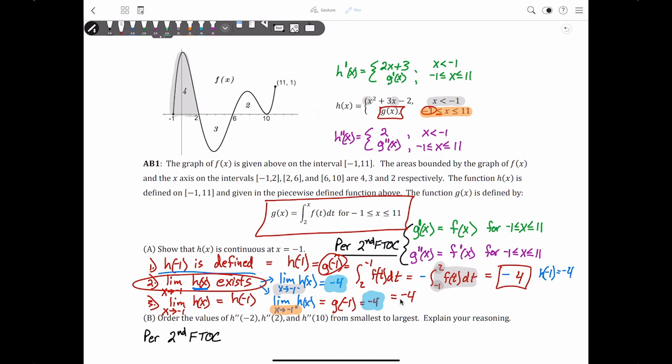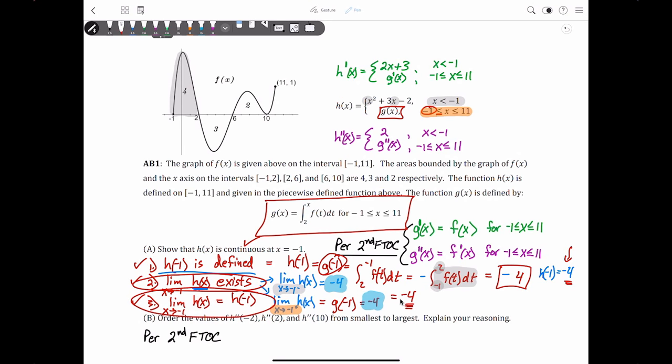So far, what we've shown is that it's continuous. Basically, it's defined at -1, and the value was -4, and also the limit exists, and its value is -4. Therefore, Rule 3, where the limit is equal to that defined value, also holds true, and because all three hold true, it would be continuous at -1. Okay, so that was part A.